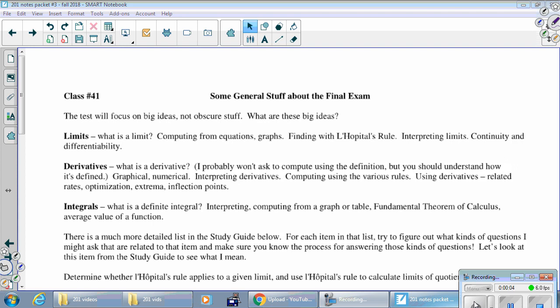Lesson 41, Demo. Today is our review day for the final exam. The test will focus on big ideas, not obscure stuff. What are these big ideas? In bold here, you can see limits, derivatives, and integrals.